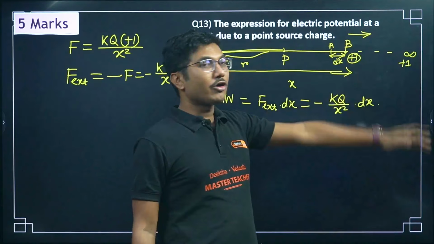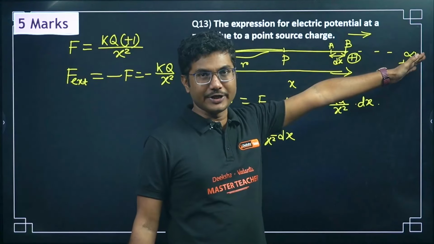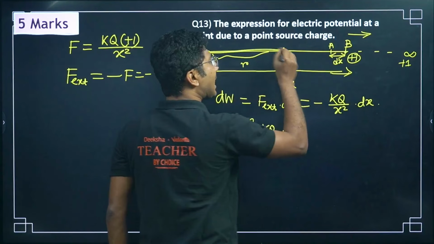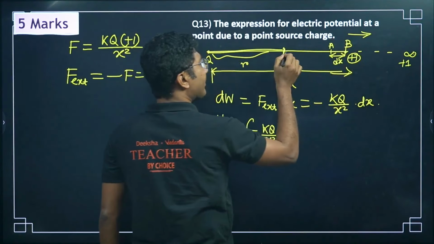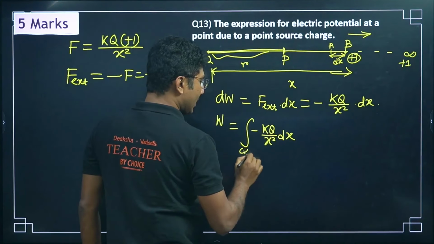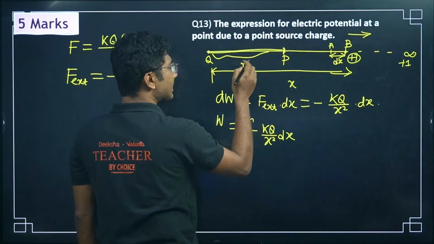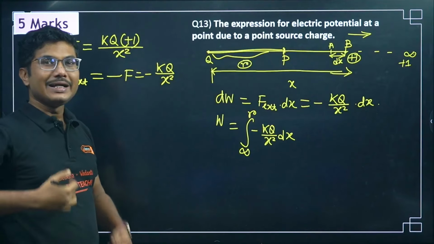So according to the definition of electric potential, we have to start at infinity and we are trying to find the electric potential at this point P. Okay, so this is our starting point, this is our ending point. So at the starting point the distance was infinity, at the ending point the distance is only r. So this is how we do the definite integration.